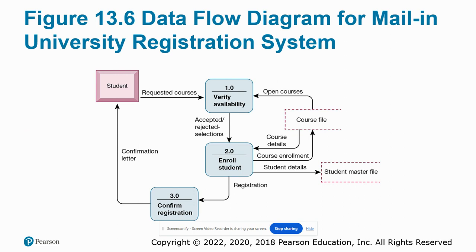The system has three processes: verify availability 1.0, enroll student 2, and confirm registration 3. The name and content of each of the data flows appear adjacent to each arrow. There is one external entity in the system, the student. There are two data stores, the student master file and the course file.